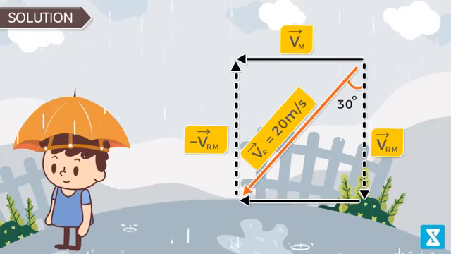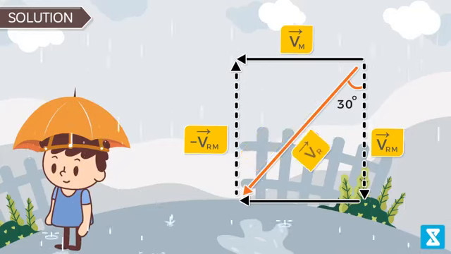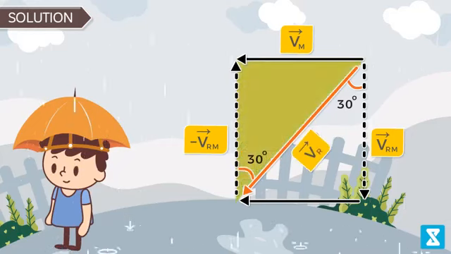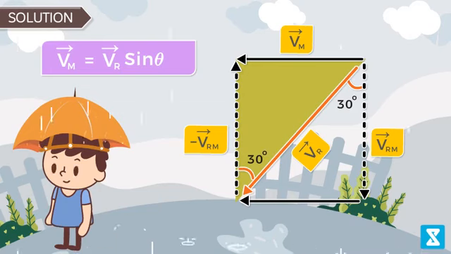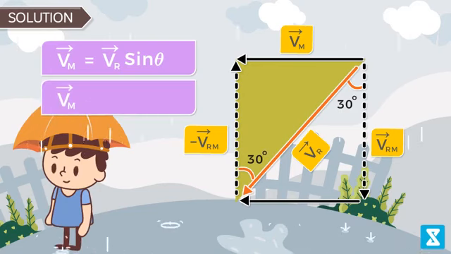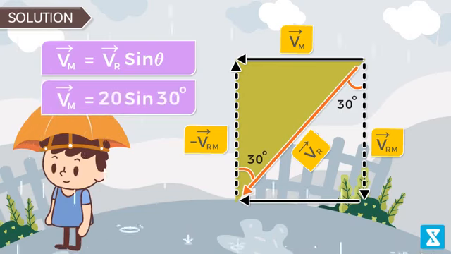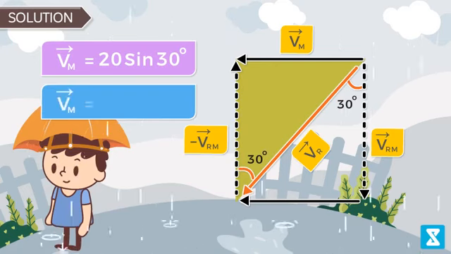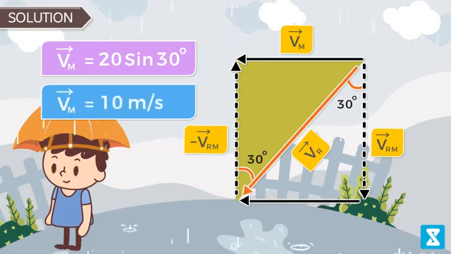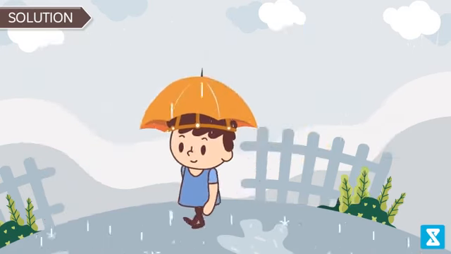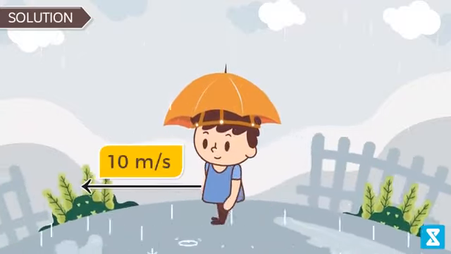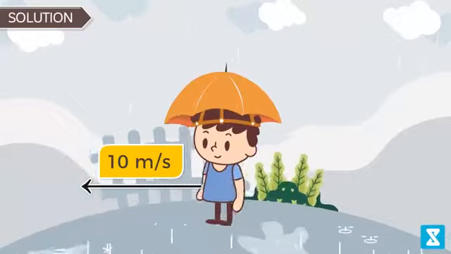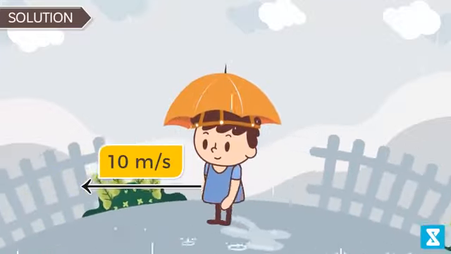So the man has to run towards the left with the velocity Vm, and the magnitude of Vm can be found from this triangle. Vm equals Vr sine theta. Putting the value of Vr and sine 30 degrees gives us the velocity of the man equal to 10 meters per second. Thus, if the man runs with a velocity of 10 meters per second in the left direction, the umbrella hat will save him from getting wet.